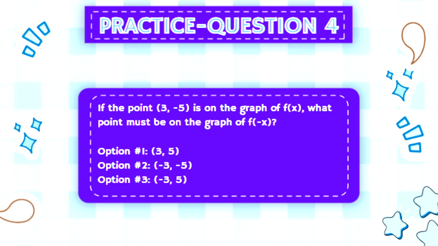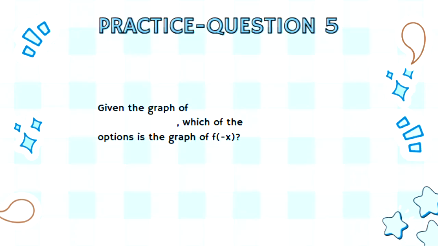Practice question number 4. If the point 3, negative 5 is on the graph of f of x, what point must be on the graph of f of negative x? Don't overthink it. The only thing that changes is the x coordinate, so it has to be negative 3 and 5. Don't just pick number 3, they shuffle these answers. You have to find the right numbers.